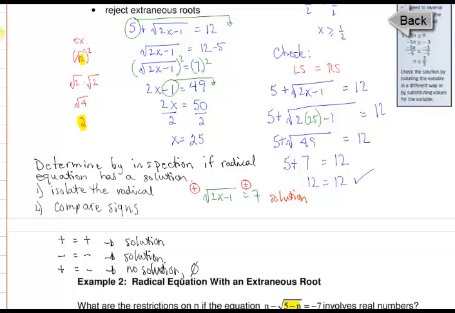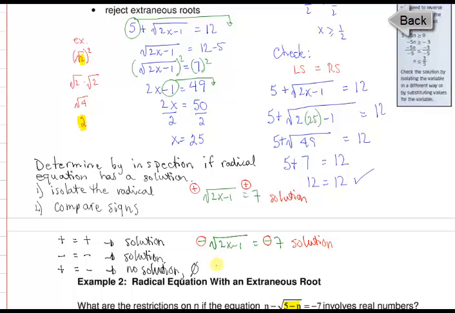Let's say, for sake of argument, that both sides of the equation were negative, so we had negative square root of 2x minus 1 equals negative 7. Okay, and so we have a negative on both sides of the equation. Well, it is possible for a negative number to equal a negative number, so you would have a solution for this.